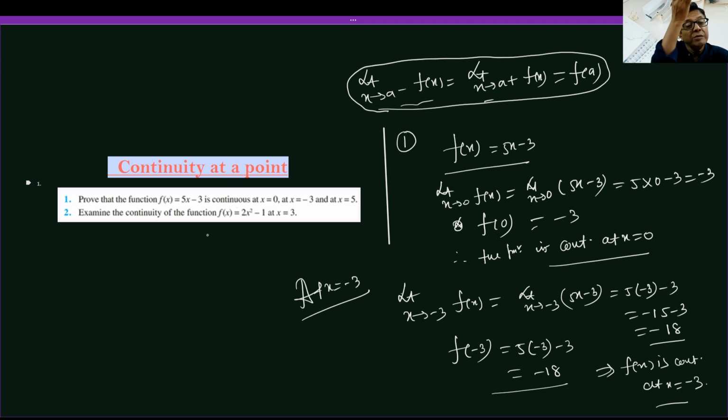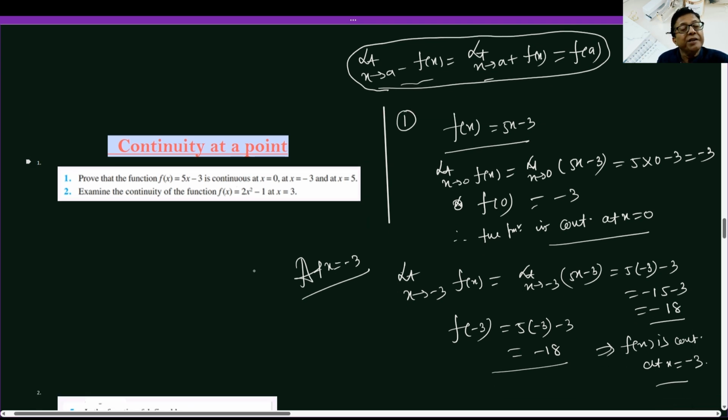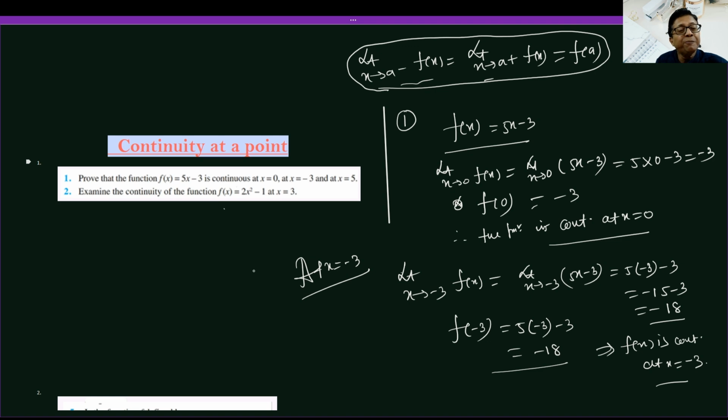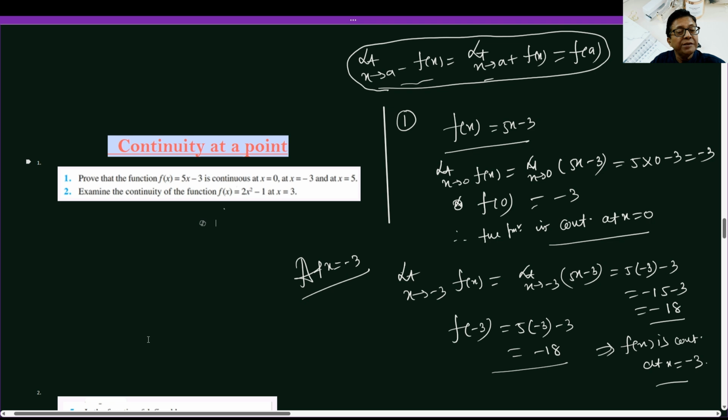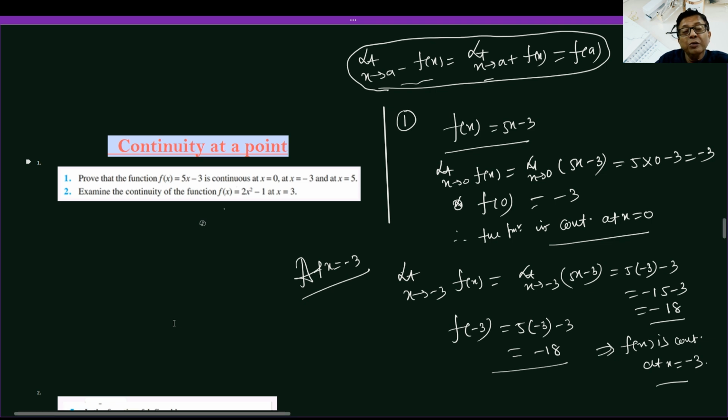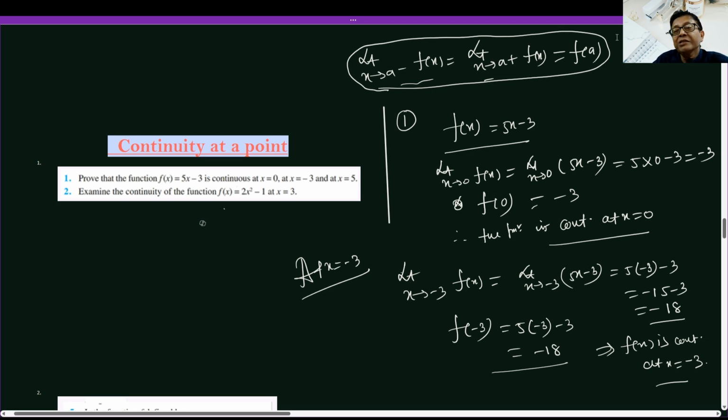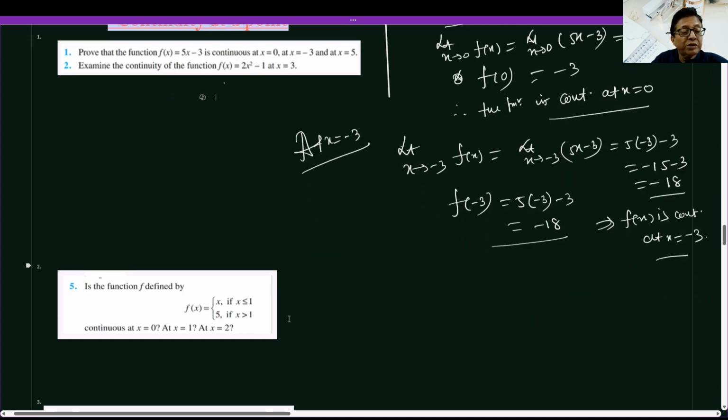And for board examination, you will simply find the limiting value at 3 and the functional value at 3, they are equal. Okay, examine continuity. Examine, you can do by plotting the graph. Examine, you can do by using this analytical method. Okay, let us go for this one.